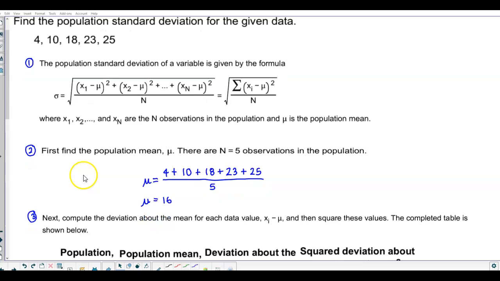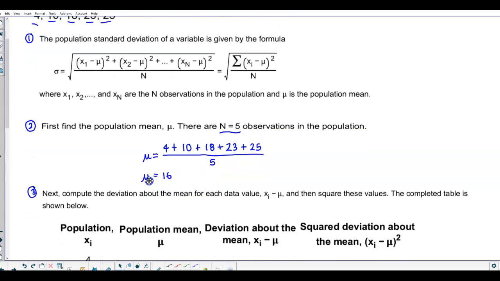Now the first thing we need to do is find the population mean, mu. Since there are 5 observations, meaning that there's 5 numbers, 1, 2, 3, 4, 5, we know that n is going to equal 5. So to find the population mean, we're going to add those up and divide by 5, and therefore the population mean is equal to 16.